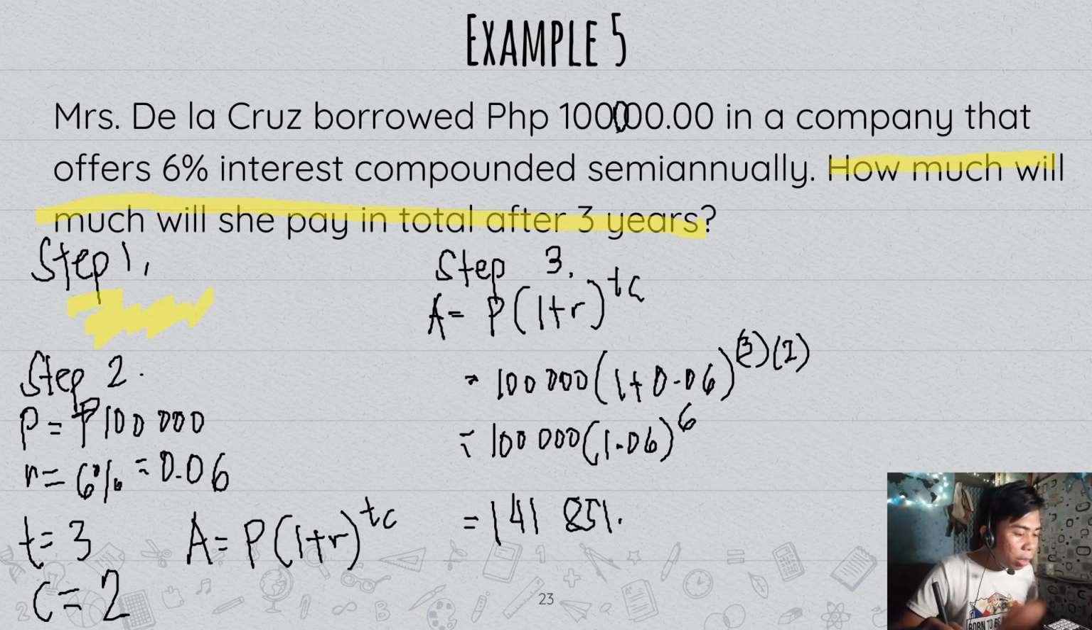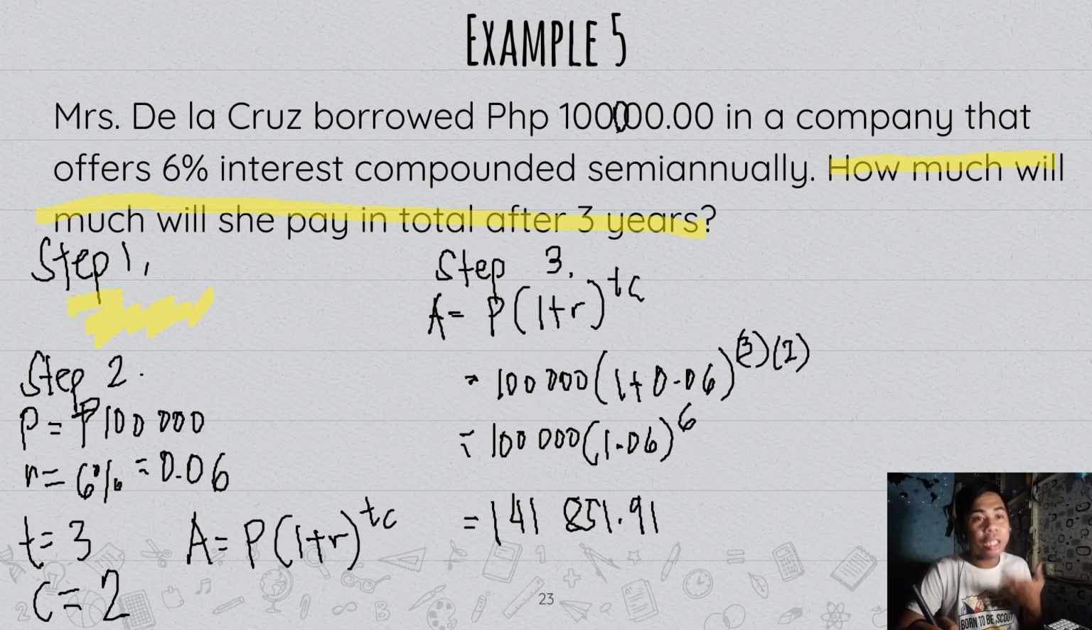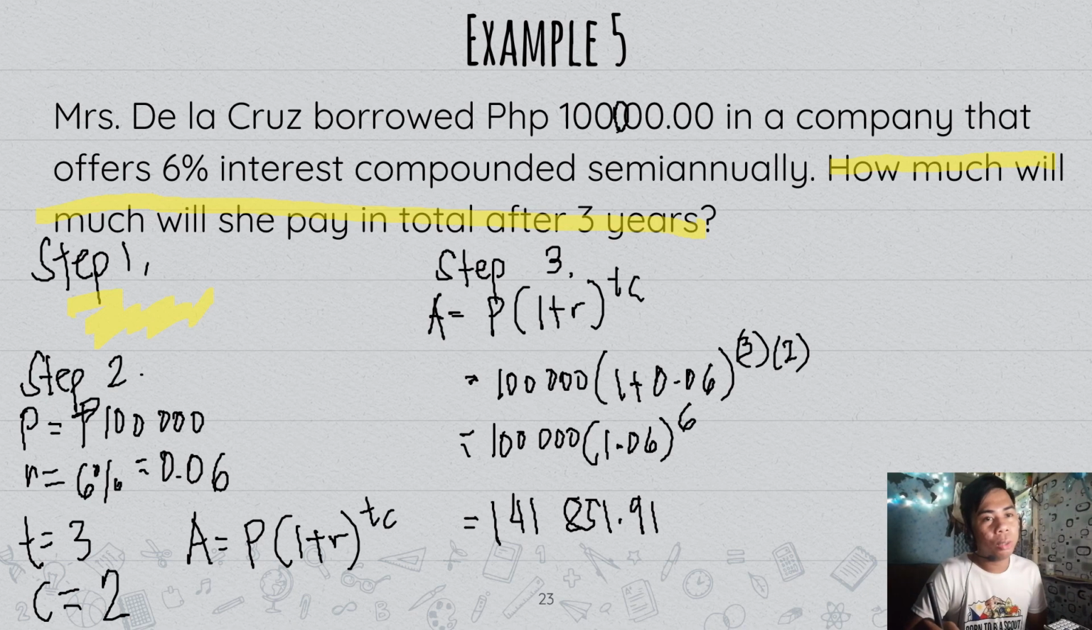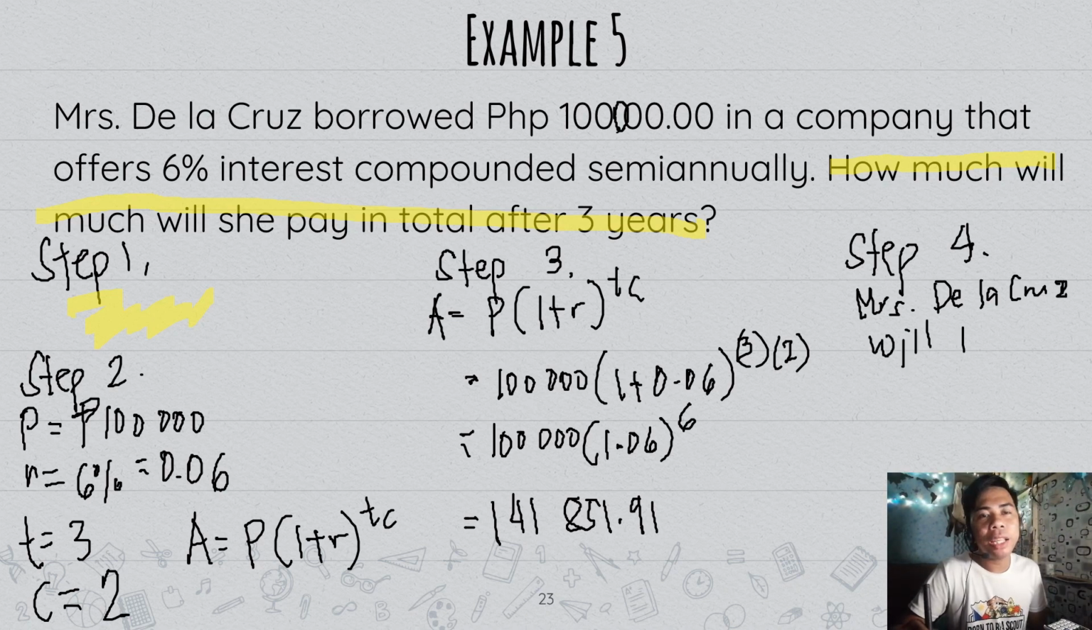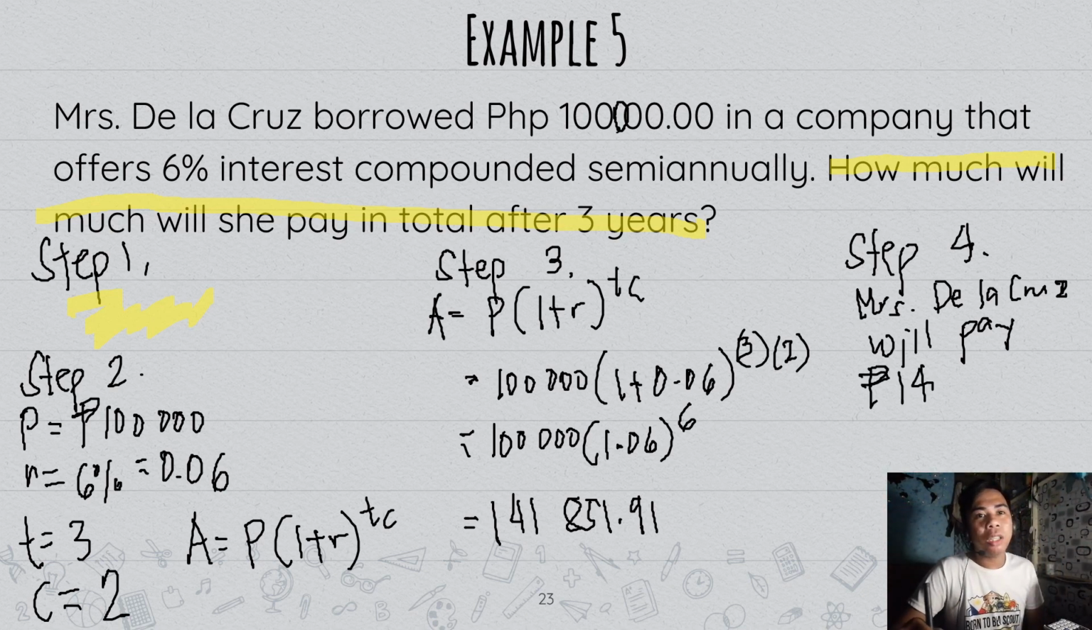So the answer is 141,851. Round it to the nearest hundredths, because this is money, remember? That would represent our centavo. So 0.91. Okay, so step 4, we need to write our complete answer. So Mrs. De La Cruz will pay what? We need the peso sign because it's money, remember?